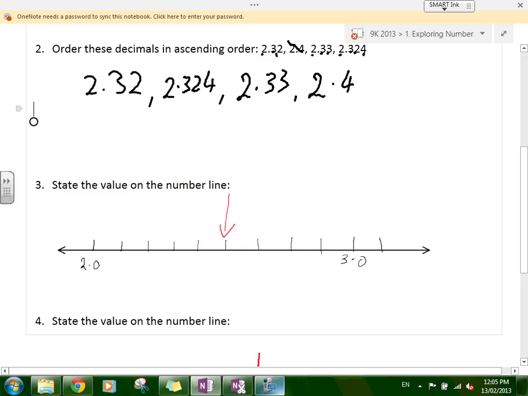Okay, so if we have a look, we've got 2.0 and 3.0 here. How many places have we got? 1, 2, 3, 4, 5, 6, 7, 8, 9.